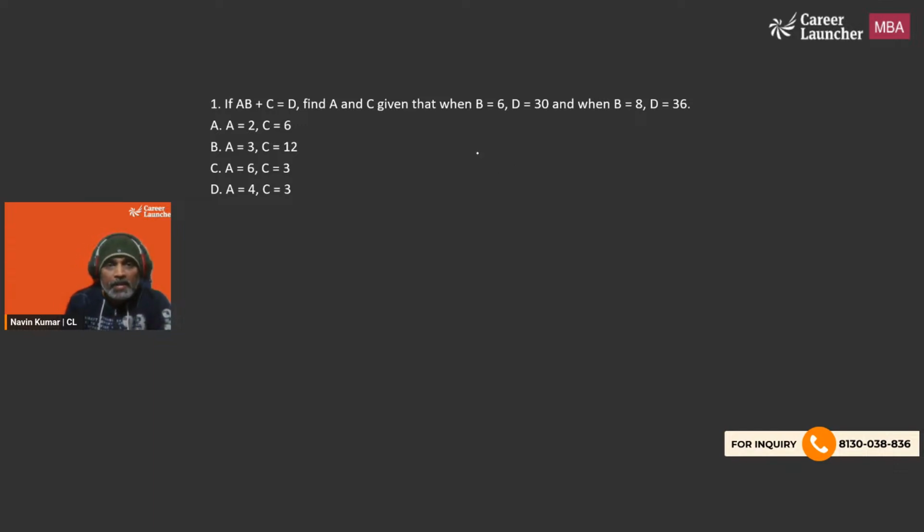So if you look at the equation which says AB plus C is equal to D, when B is equal to 6 and D is equal to 30, I'm going to use only the first pair of equations and use the options to make it faster, rather than rearranging, writing down two equations and solving, which I believe most of you would have understood is the proper way. But to make it faster, you can use your options.